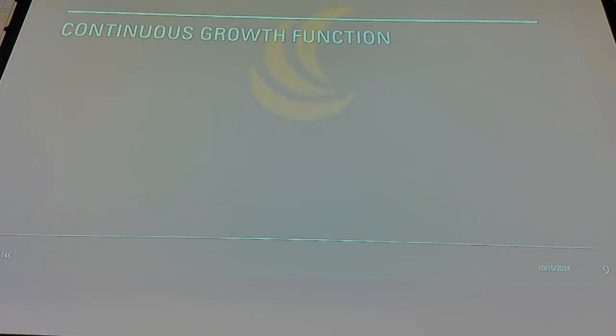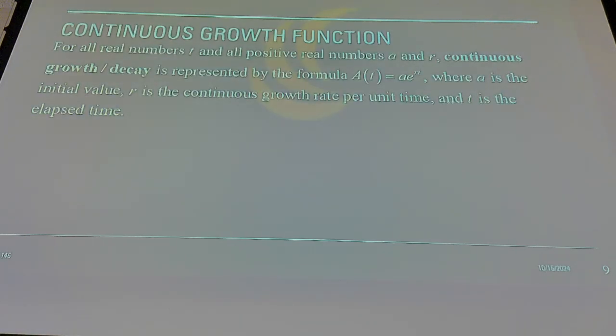This allows us to define what's known as the continuous growth function. For all real numbers t, positive real numbers a and r, continuous growth or decay is represented A of t equals little a e to the rt. A is the initial value, r is the continuous growth rate per unit of time, and t is the elapsed time.